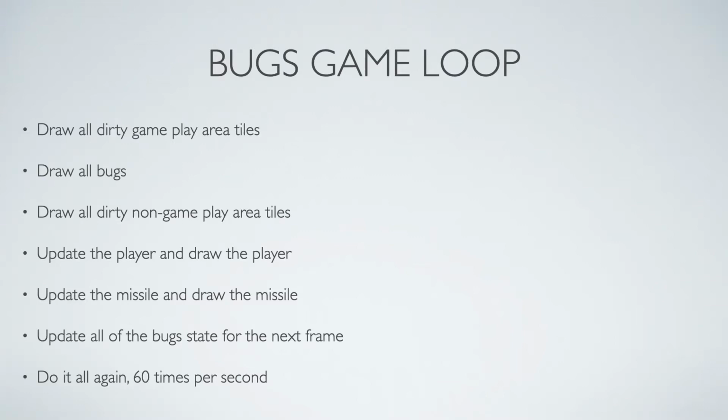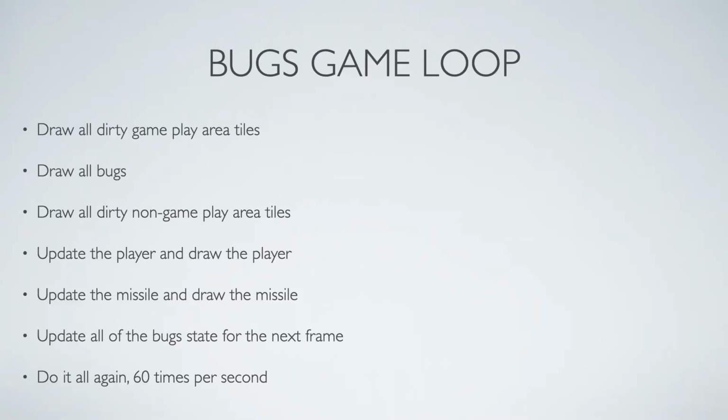This erases all the visible bugs, the player, and the missile so they can be redrawn at their new locations. Once that's done, the bugs are drawn at their new locations. This marks a bunch of tiles dirty in the process. Then the dirty non-gameplay tiles are redrawn. It's important this happens after drawing the bugs, and we'll see why when we get to clipping.